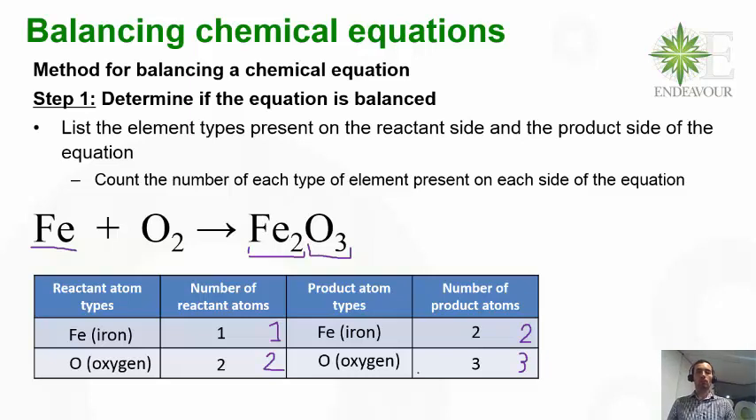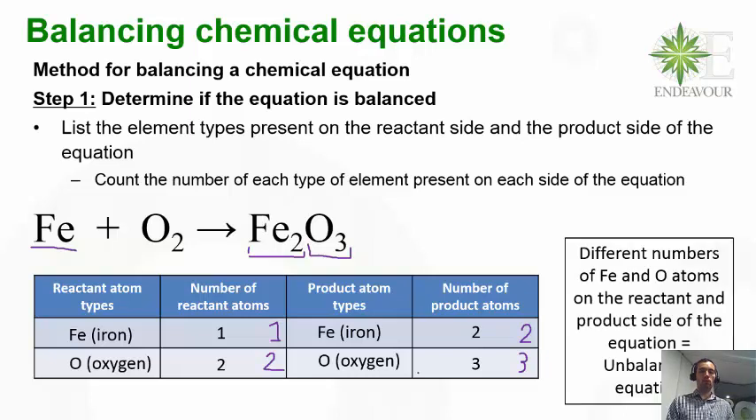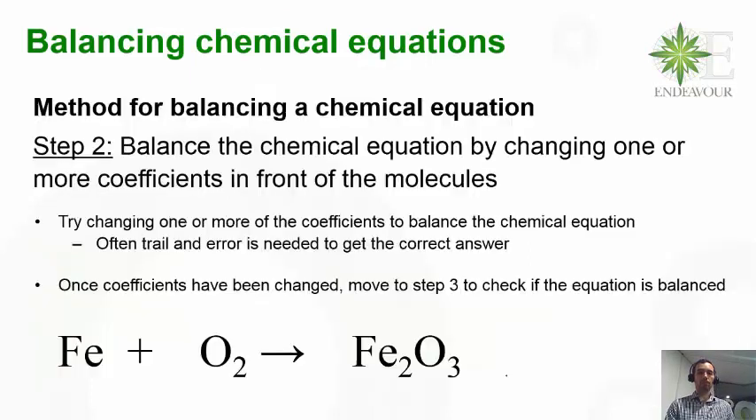Now that we've established that it's not balanced by doing step 1, we move on to step 2. We've established that there's different numbers of each atom type there. Step 2 is balancing the chemical equation, and we can do this by trying to add different coefficients in front of the molecules. Basically what you're doing is saying there's more than one of the molecules present. For example, if I put a 2 in front of O2, that's saying that there's now 2 lots of our oxygen molecule. Or if I put a coefficient of 3 in front of the Fe atom, then it's telling you that there's actually 3 lots of that one Fe atom.